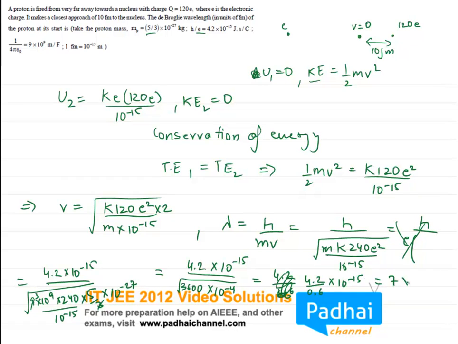So this will be 7 into 10 raised to the minus 15. This is the wavelength. Now if you see over here, it is asking the de Broglie wavelength in units of FM. That means FM is this thing only, so that means the answer will be 7 FM, right? So the correct answer is 7. This was another easy problem which you might have practiced a lot many times while you were preparing yourself.